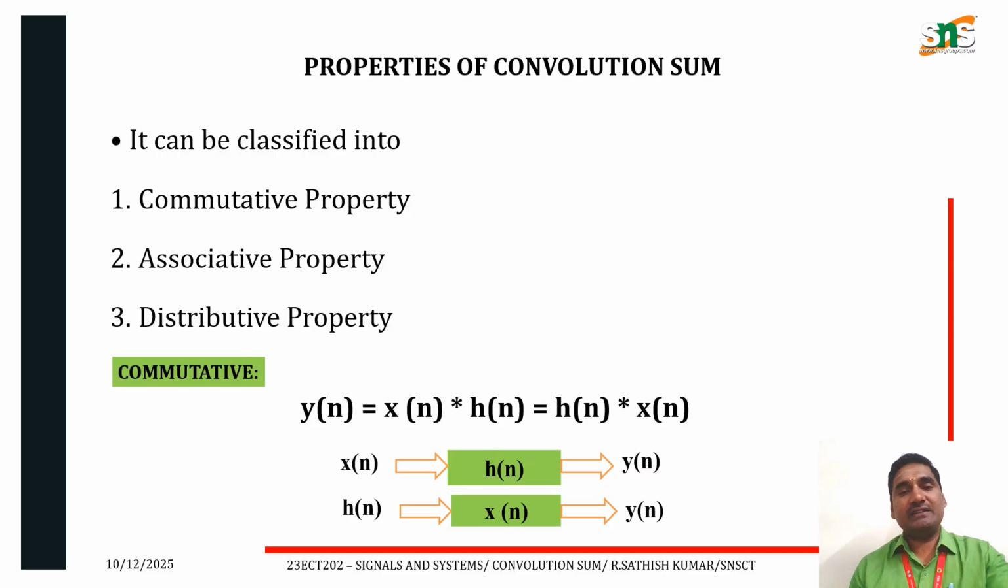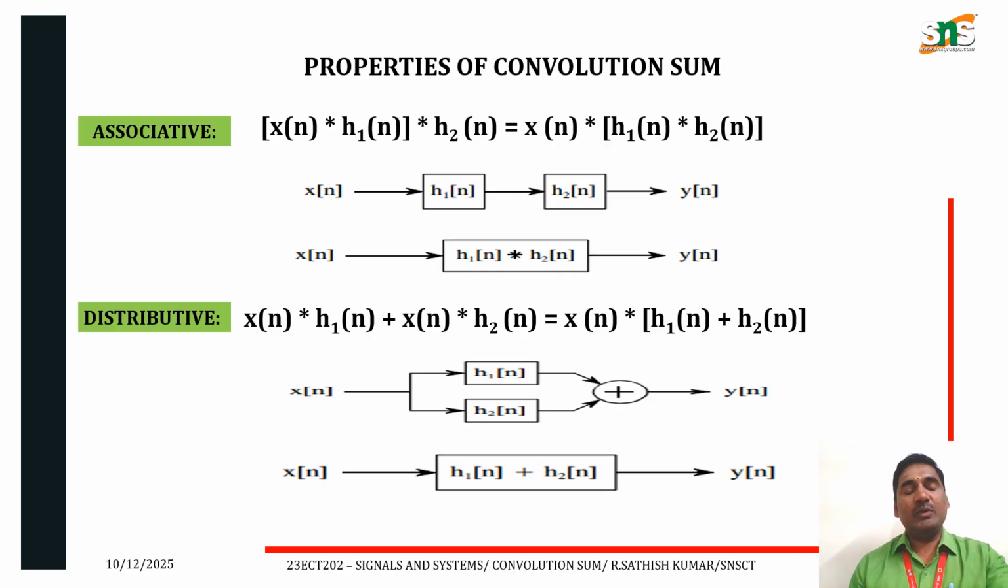Next one, properties of convolution sum. It can be classified into three properties: commutative, associative, distributive. Commutative is defined as y of n is equal to x of n into h of n, or h of n into x of n. X of n can be multiplied with h of n, and we can produce output as y of n. H of n multiplied with x of n can also produce output as y of n.